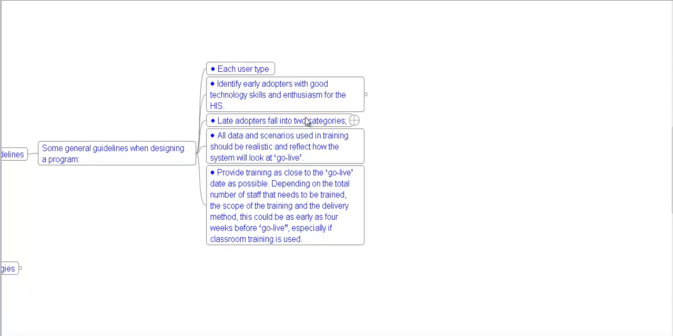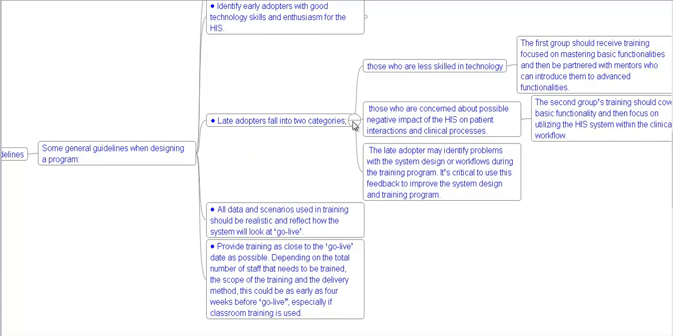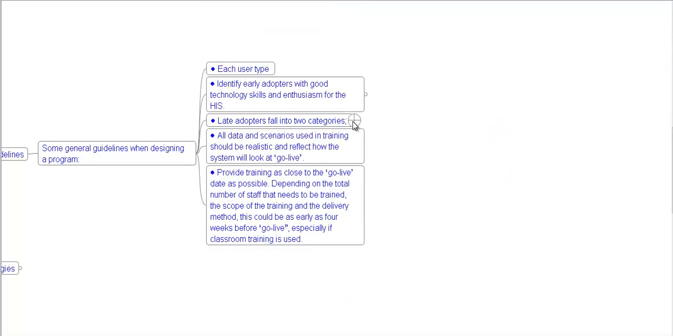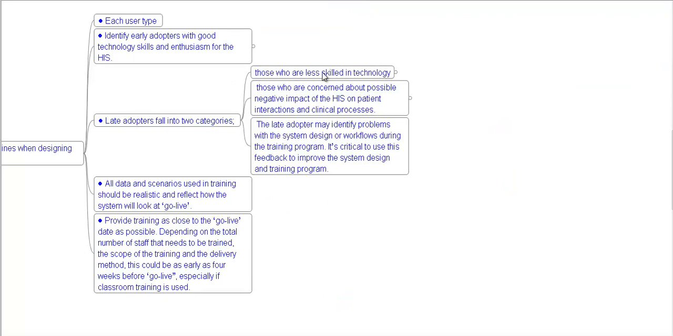Later adopters fall into 2 categories: those who are less skilled in technologies and those who are concerned about the possible negative impact of the HIS on patient interaction and clinical process. The later adopter may identify problems with system design or workflow during the training program. It is critical to use this feedback to improve the system design and training program.